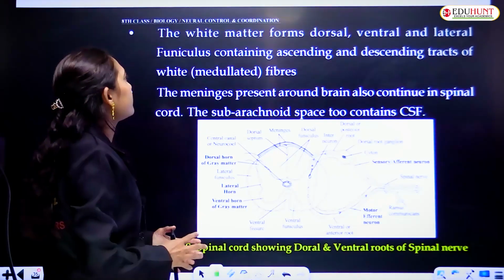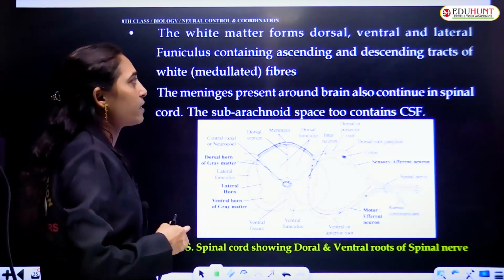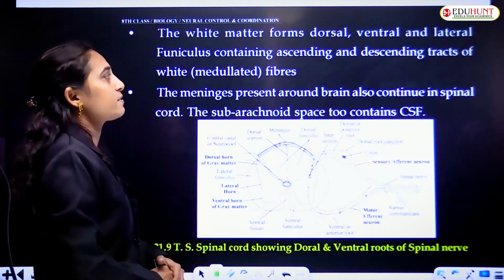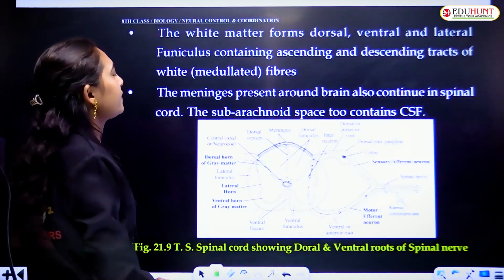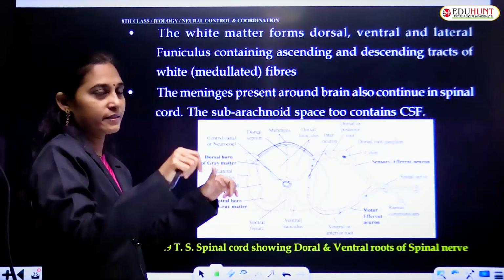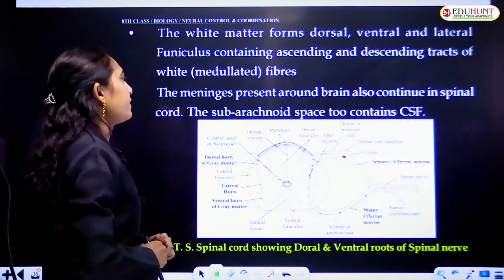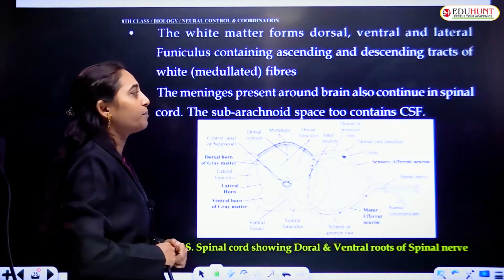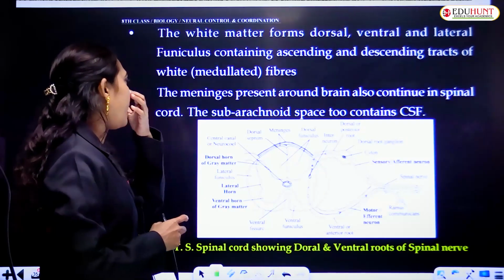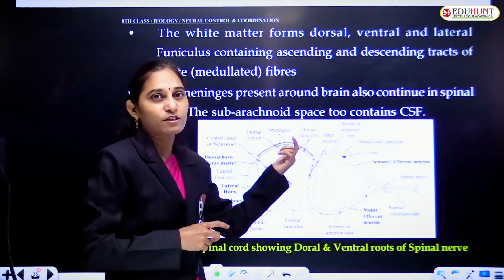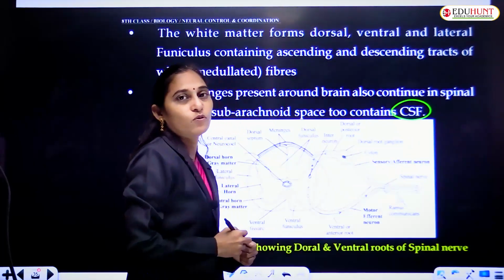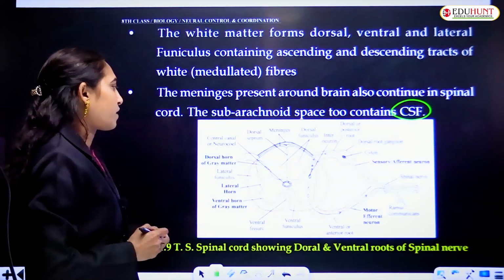And the white matter forms the dorsal, ventral and lateral funiculus and contains the ascending and descending tracts of white fibers. And the meninges present around the brain also continue in the spinal cord. The subarachnoid space too contains the cerebrospinal fluid. So these are the structures.